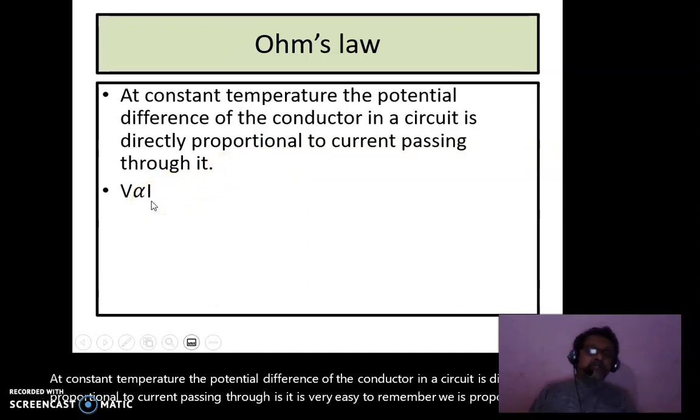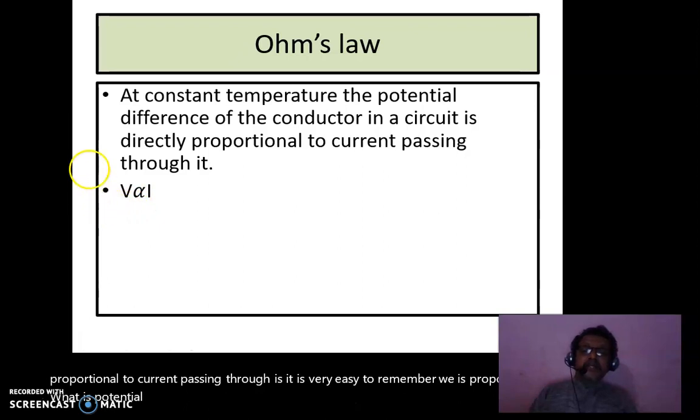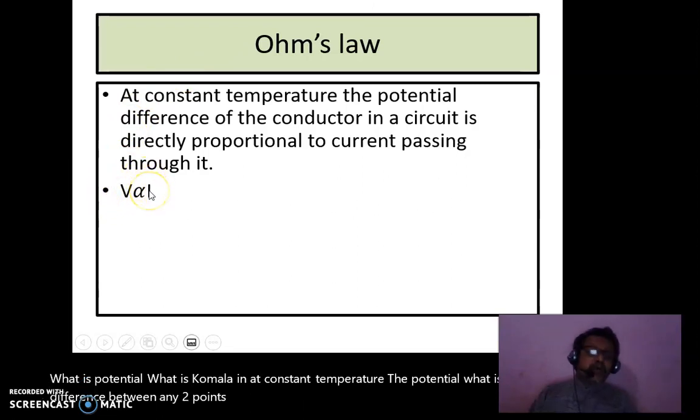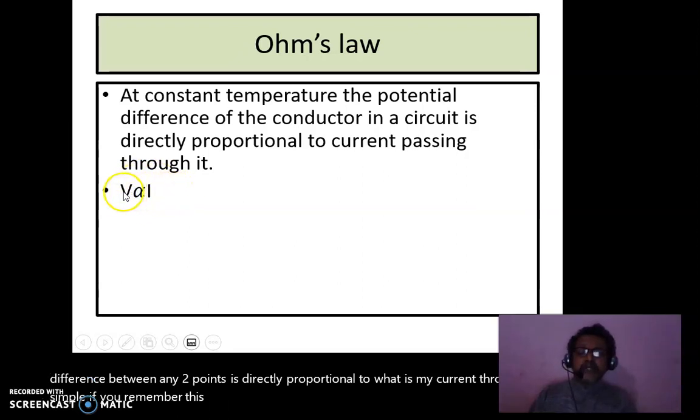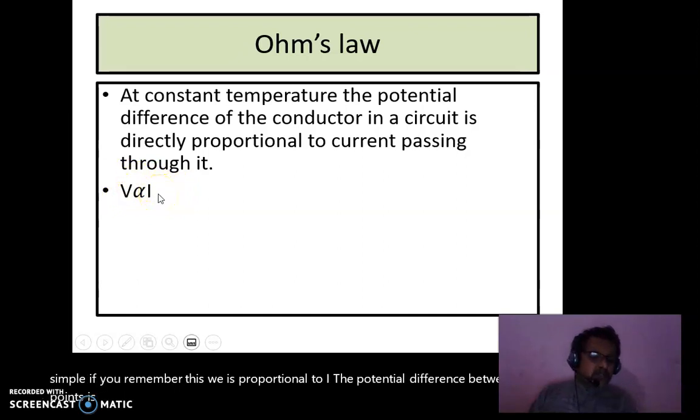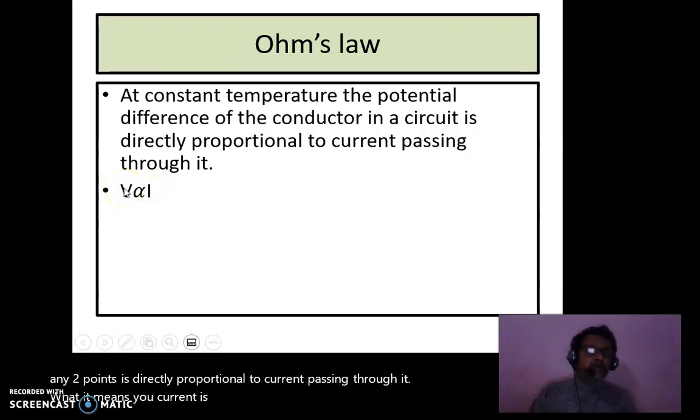What is Ohm's law? At constant temperature, the potential difference V between any 2 points is directly proportional to what? I, the current through it. So very simple. If you remember this, V is proportional to I. The potential difference between any 2 points is directly proportional to the current passing through it. What does it mean? If the current increases, the potential difference also increases, and vice versa.